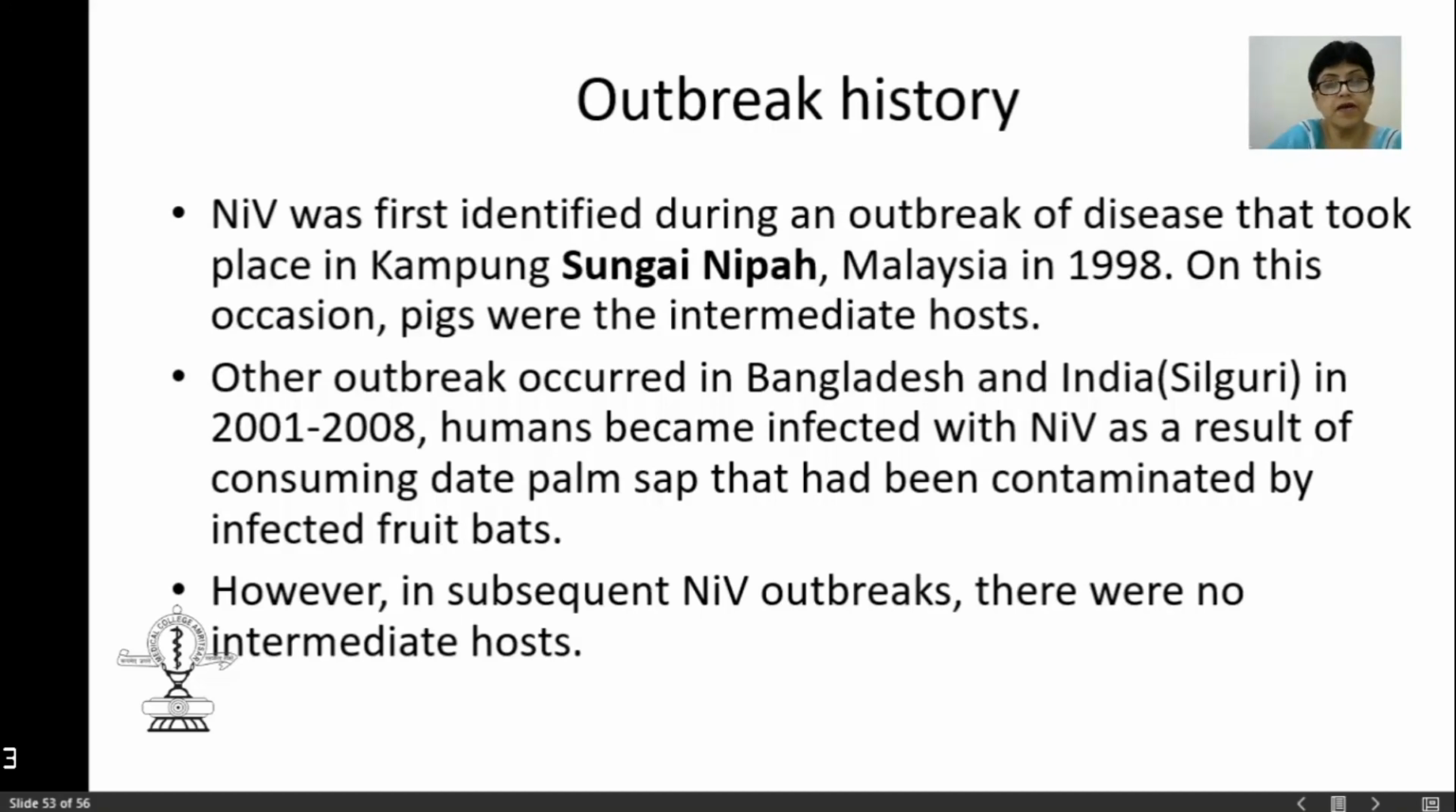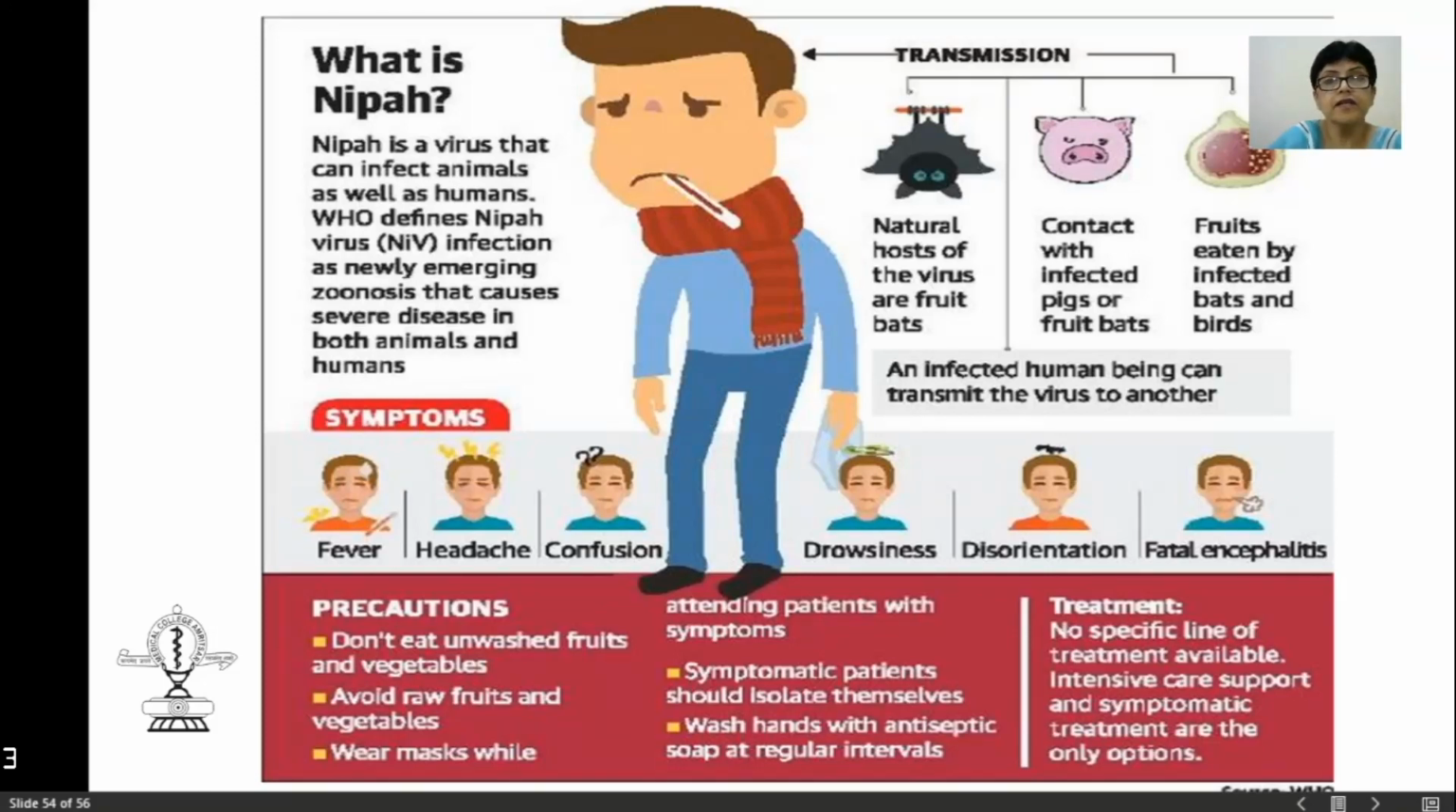However, in subsequent Nipah virus outbreaks, there were no intermediate hosts. Here, the virus was contracted straight from its natural host, the fruit bats, and the fruit bats contaminated the fruits, and the humans picked up those fallen fruits which were contaminated by fruit bat droppings and contracted the infection. It subsequently spread from human to human through contact with their secretions. There is no specific line of treatment available. Intensive care support needs to be given, and that is the only option we have.